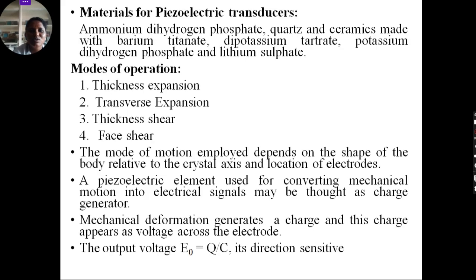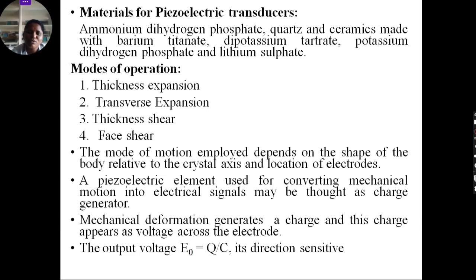What materials are used in the piezoelectric transducer? Ammonium dihydrogen phosphate, quartz, ceramics made with barium titanate, potassium dihydrogen phosphate, lithium sulfate. The modes of operation of the piezoelectric transducer are thickness expansion, transverse expansion, thickness shear, and face shear. So four types of modes can be used: first, thickness expansion; second, transverse expansion; thickness shear; and face shear.